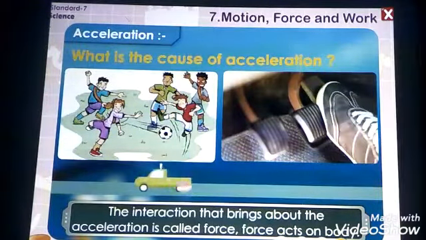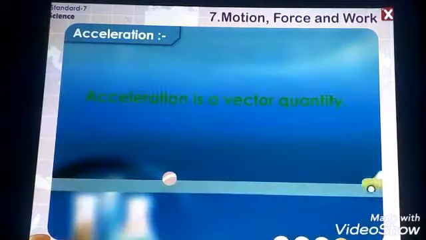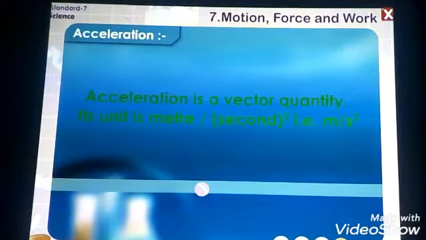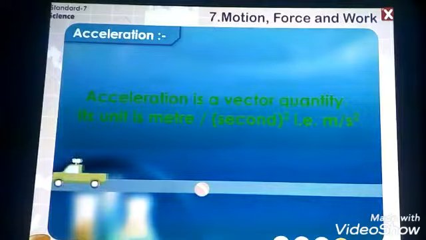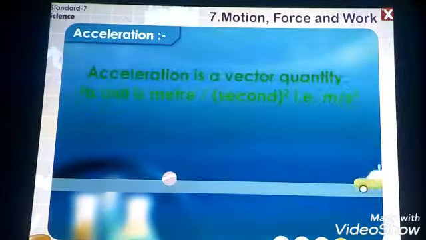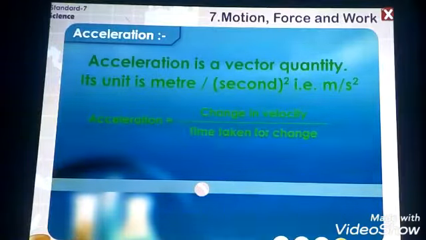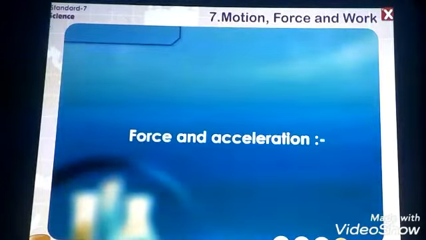The interaction that brings about the acceleration is called force. Force acts on a body. Acceleration is a vector quantity. Its unit is meter per second square.